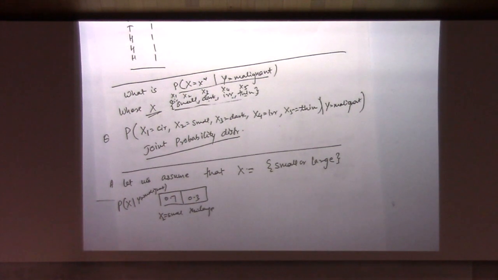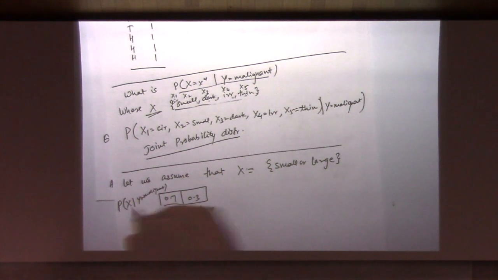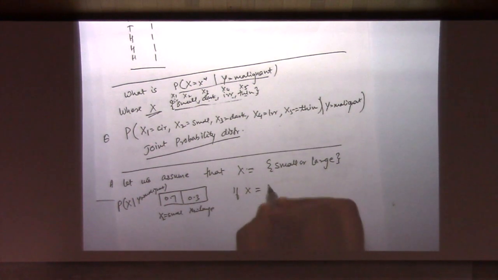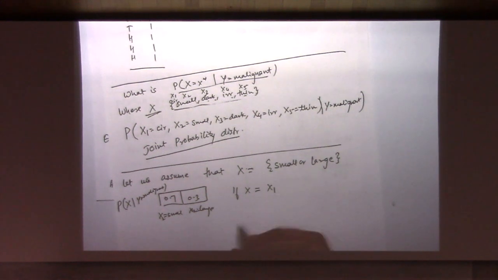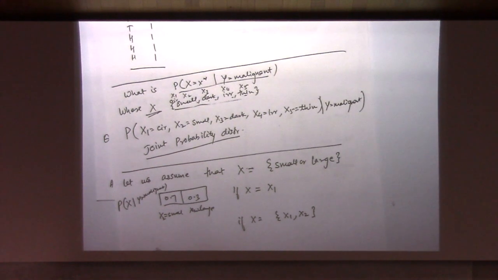You need two now. Actually, you just need one number. The other one is 1 minus that, right? But if x is actually a vector of two random variables, x1 and x2, then what do you need? Then you need a matrix.